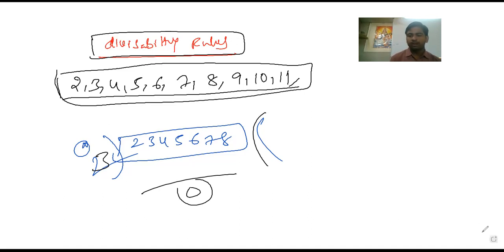Now let us directly enter into the topic. I'll go according to my sequence and cover all the numbers. First is the divisibility rule of 2.